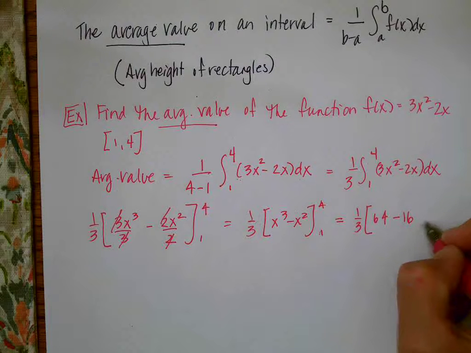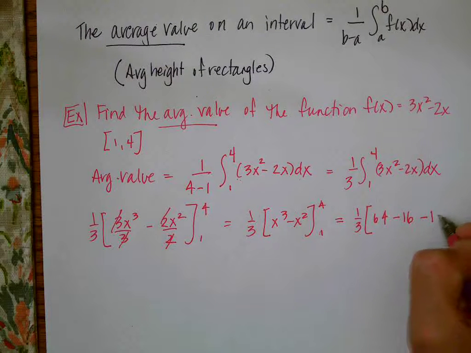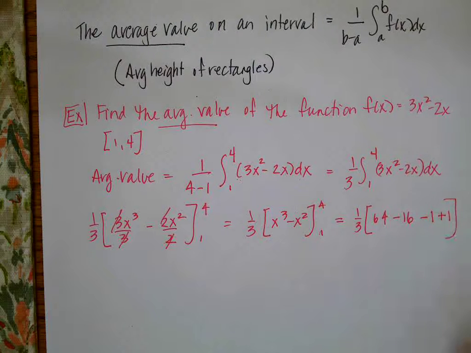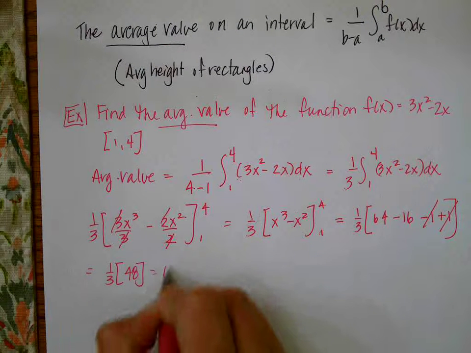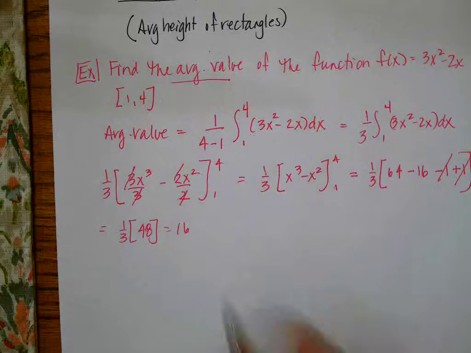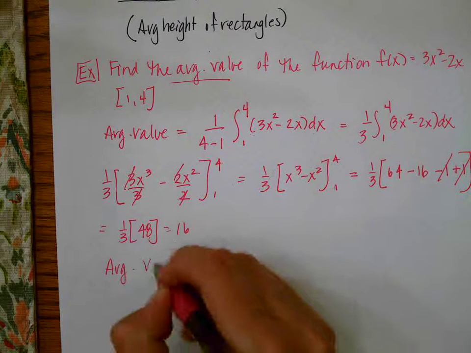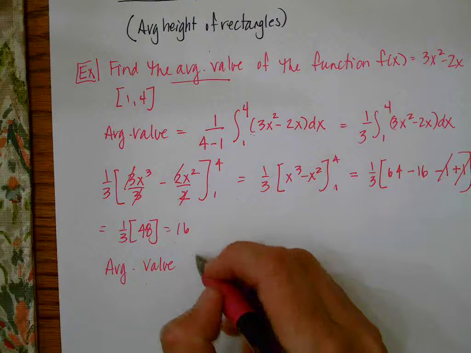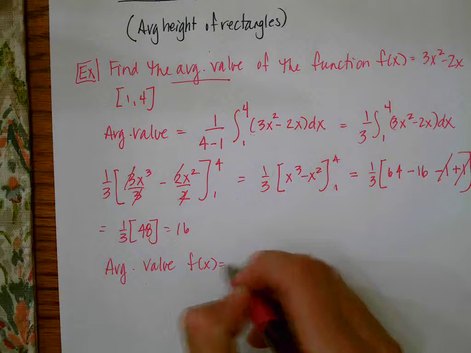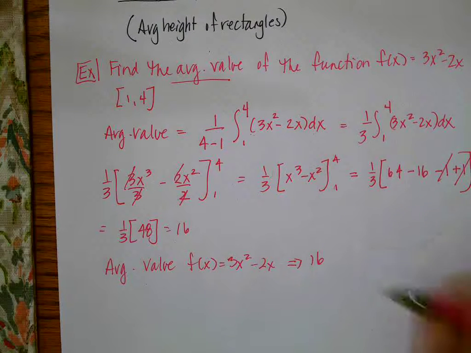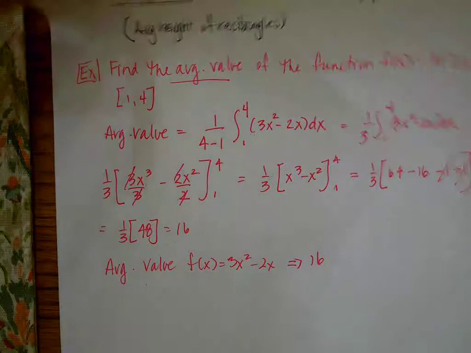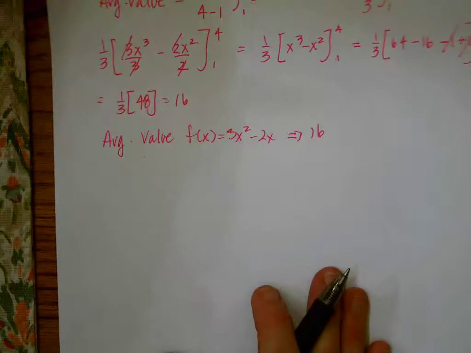16. And then if I do the 1, okay, it would be minus 1 and then plus 1. So that's your bottom index. Those two guys cancel. So this is 1/3 times 48, which is 16. And then remember, I need to report my answer as well. So I would say that the average value of f of x, which is 3x squared minus 2x, is 16.